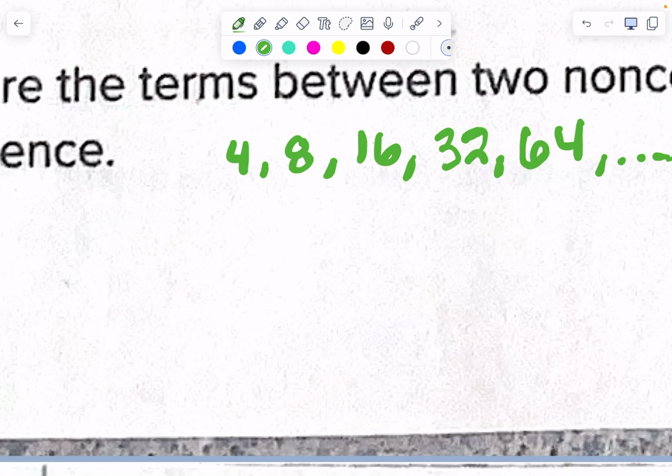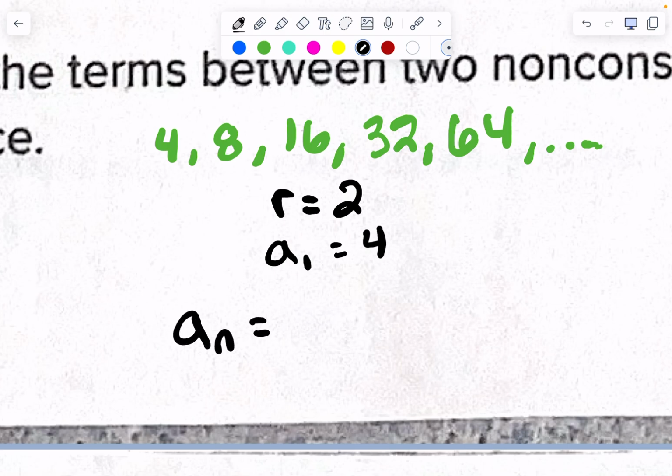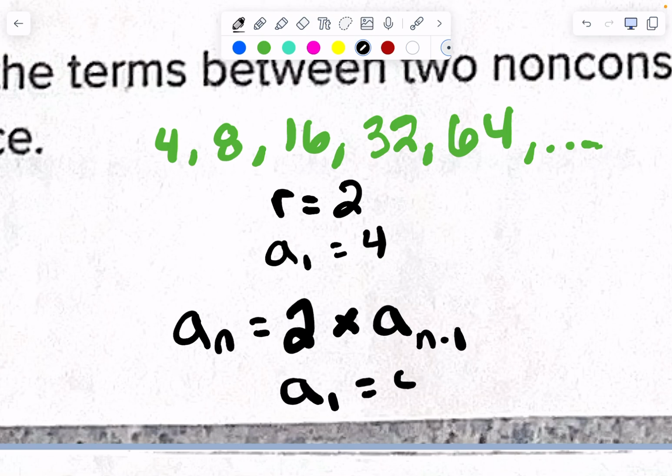Here's an example. You don't have to write this down, but watch. 4, 8, 16, 32, 64. What is R? 2. What's my first term? 4. So if I'm going to write it, A sub n is going to equal 2 times A sub n minus 1. But I have to also say what the first term is.